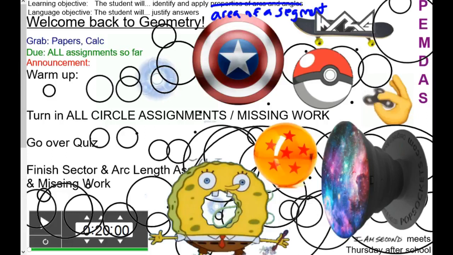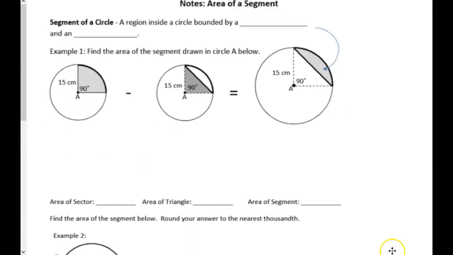We are talking about area of a segment today. Now, this is going to be a little weird because we've heard the word segment before, and we're not talking about part of a line, okay? There's another phrase, segment, that we're going to learn about today. This can be kind of confusing, so I'm going to make it as easy as I can and give you two to do on your own, okay? So, look at your notes. Notes, area of a segment, okay?